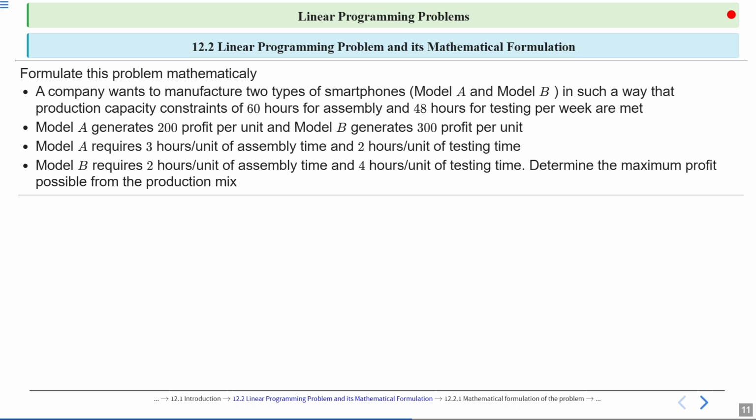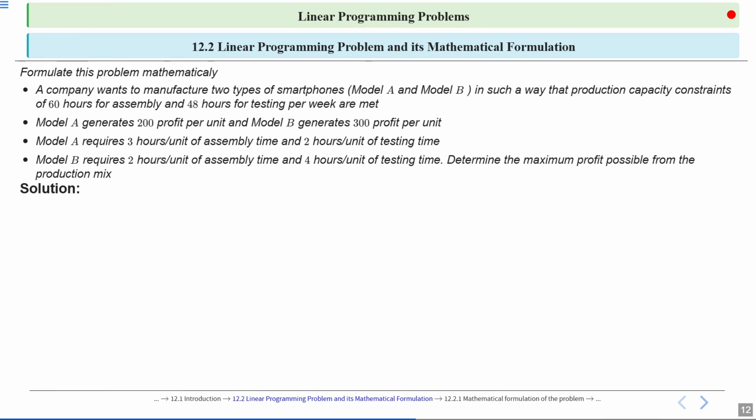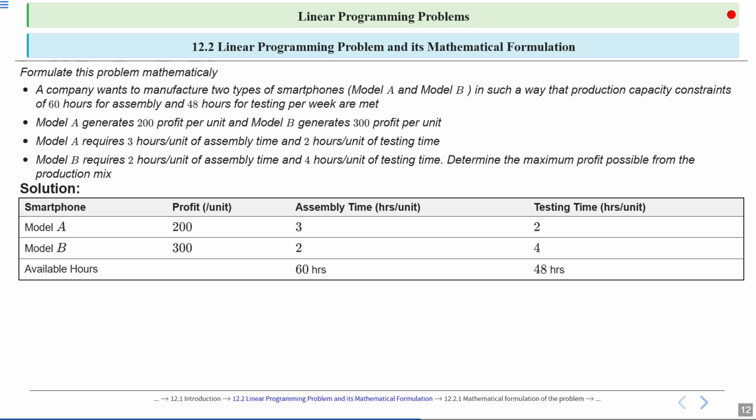So first of all, think about this. How would you approach this problem? Then see the solution. So let's start the solution step by step. First of all, look at the following table.